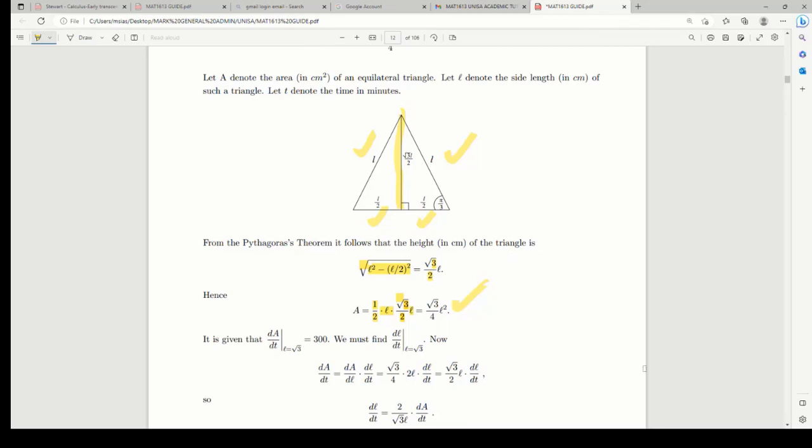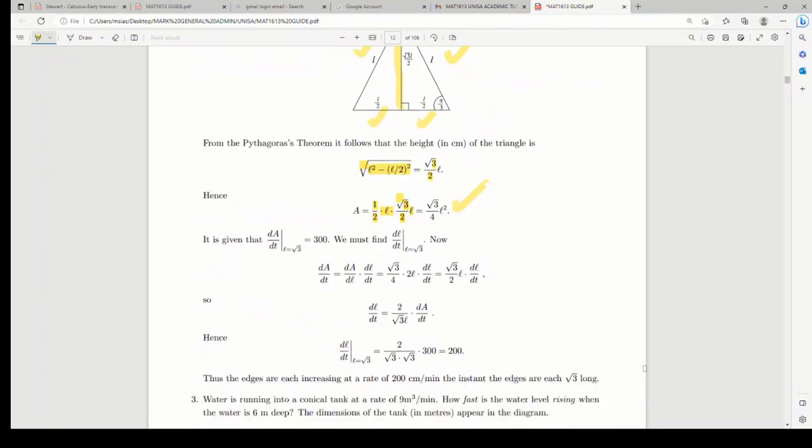Here the question begs that you must find dL/dt, the rate of change of the length of those sides, the instantaneous rate of change of the length of those sides with respect to time, at the instant when the length is square root of 3. You are given that the instantaneous rate of change of the area with respect to time is 300.